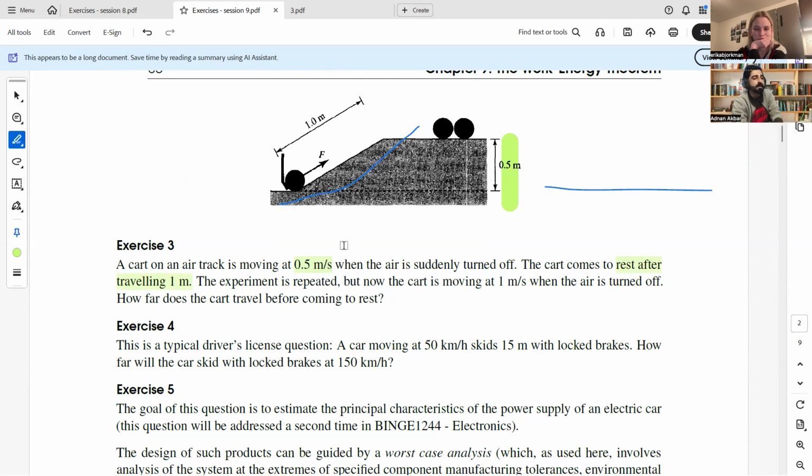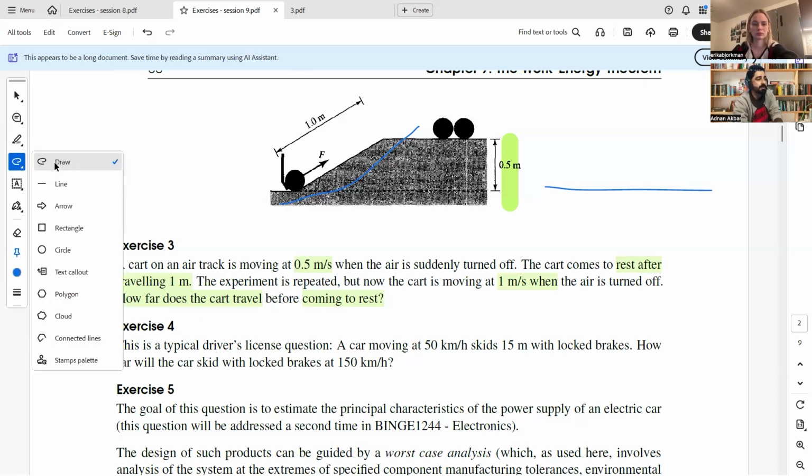Okay. The experiment is repeated, but now the cart is moving at 1 meter per second. Initially, it was moving at 0.5 meter per second. Now, after repeating the experiment, it is moving with 1 meter per second. The air is turned off. It means its final velocity again will be equal to 0 because it is coming to rest. How far does the cart travel? That is our question. We have to measure its covered distance in the second case when its velocity was 1 meter per second.